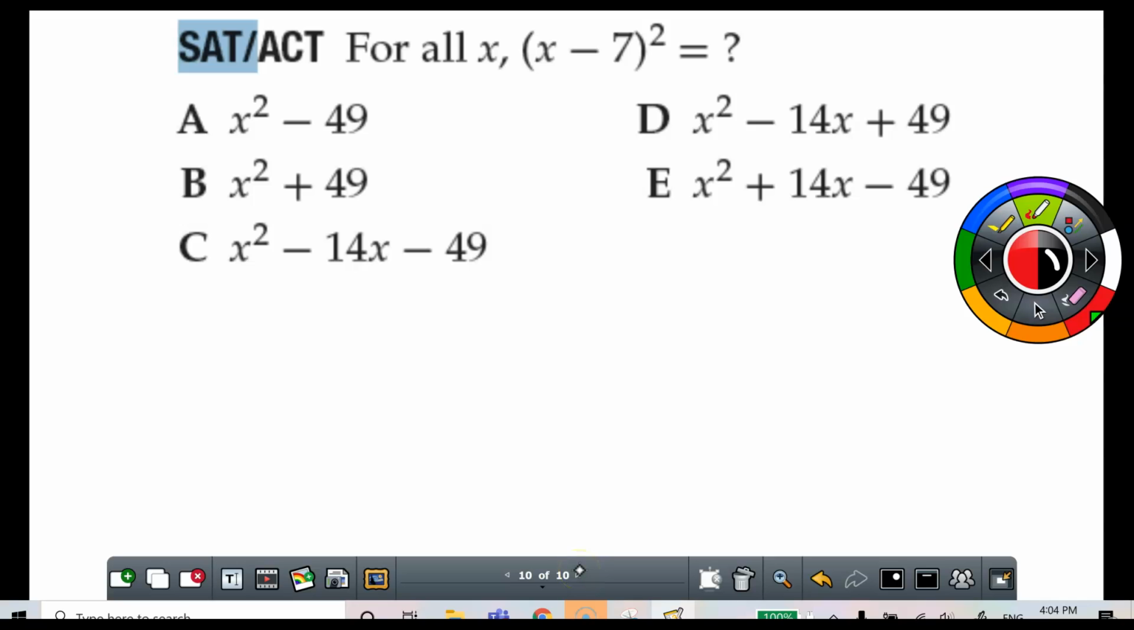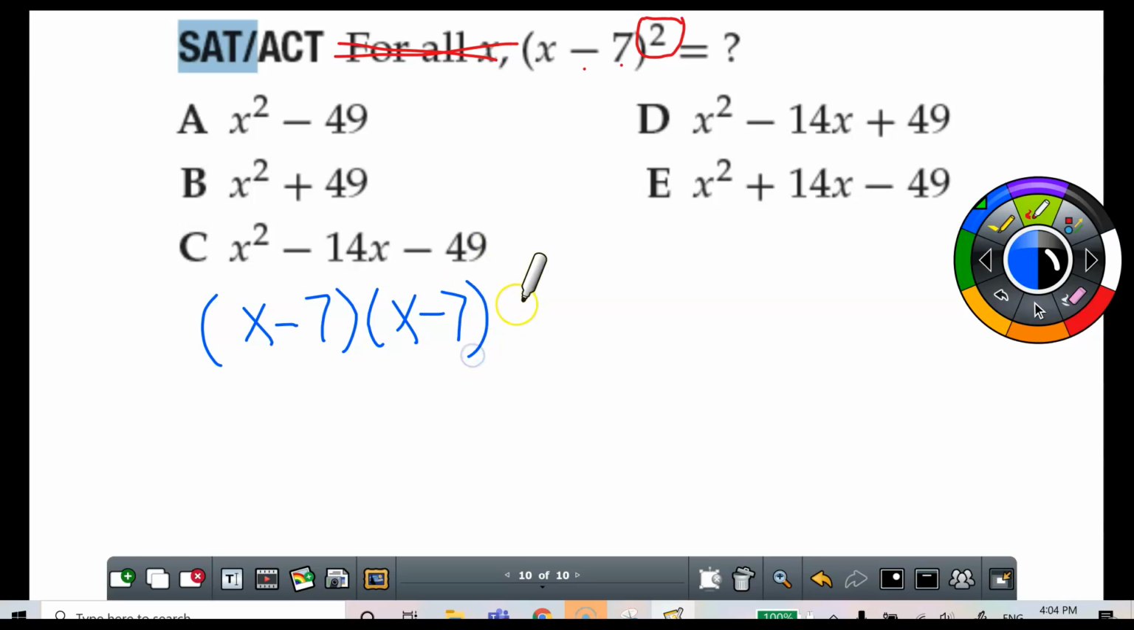Last one. For all x, x squared minus 7 parenthesis square equals what? So just ignore this condition. And just ask you to simplify this parenthesis. So to get rid of the parenthesis, first, we see the square, and we know square means double it. So double your parentheses. And then keep getting rid of the parentheses.